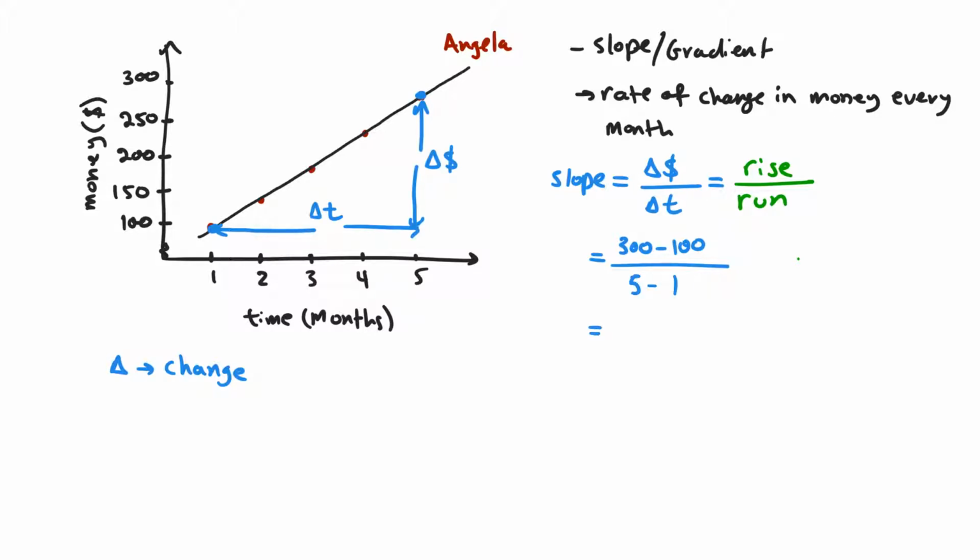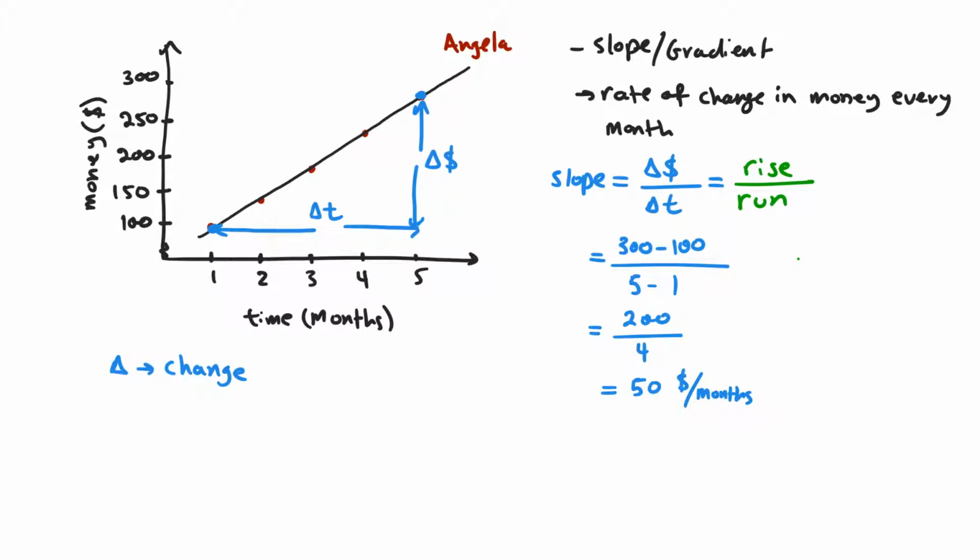If I do the calculation, 300 minus 100 is 200, and 5 minus 1 is 4. If I divide that out, I get 50. And to write my units for this, I know the unit of my dependent variable is dollars, and the unit of my independent variable is months. So I can write it as dollars per month.